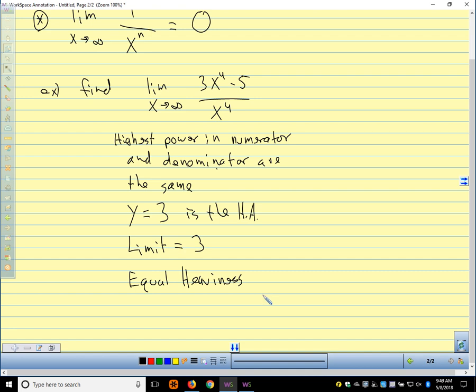Because the degree in the numerator and degree in the denominator are the same. The way I think of it, equal heaviness, is like, for example, Pantera and Metallica. They're equally heavy.